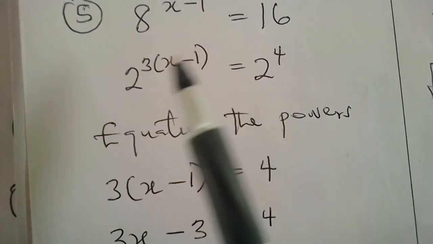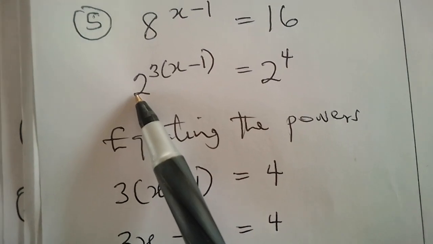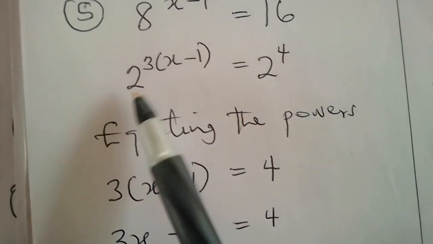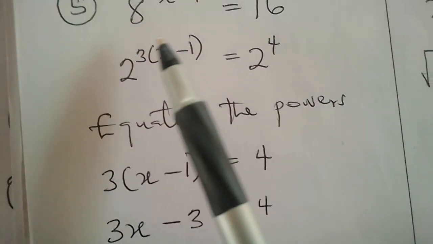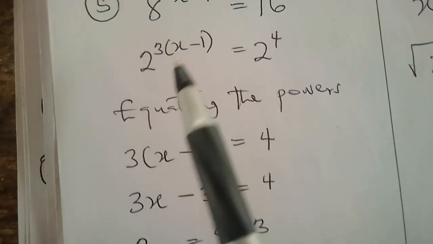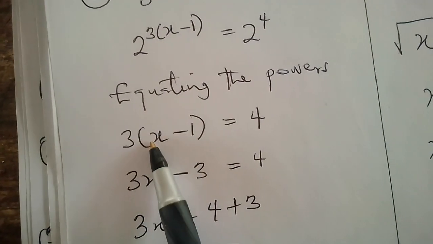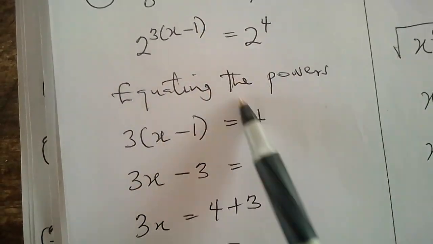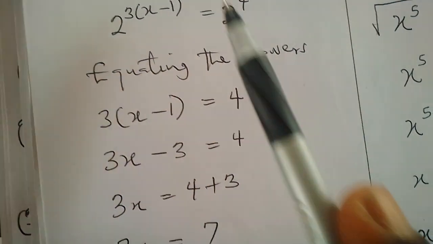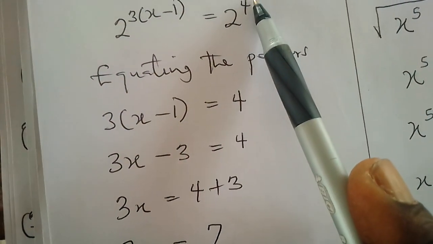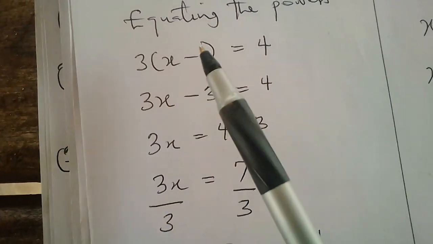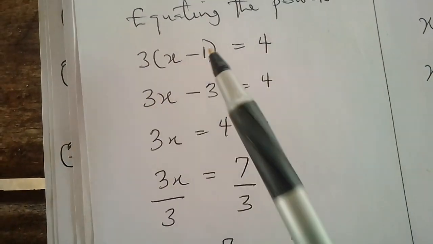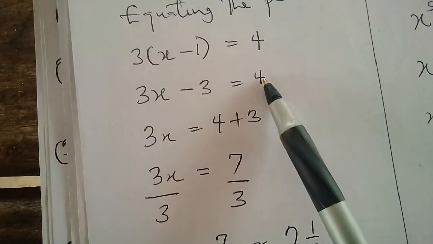Since on both sides you have the same constant number, you can easily equate their powers. So when equating their powers, you can say 3 into bracket x minus 1 is equal to 4. So what you just bring out is their powers. Now you open the bracket here. 3 times x will give us 3x, minus 3 times 1 will give us 3, is equal to 4.